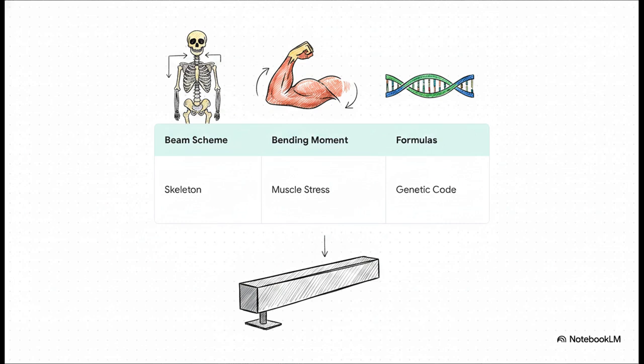Column 2 holds the bending moment diagrams. You can think of this as a map of the muscle stress. It visually highlights exactly where the beam is feeling the most internal strain. And column 3? Those are the formulas, the genetic code, if you will, that calculates the exact numerical limits of the beam right before it fails.